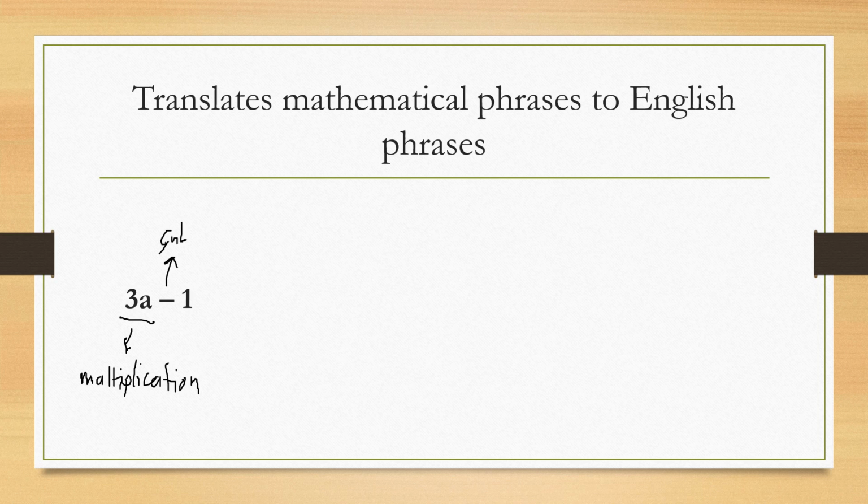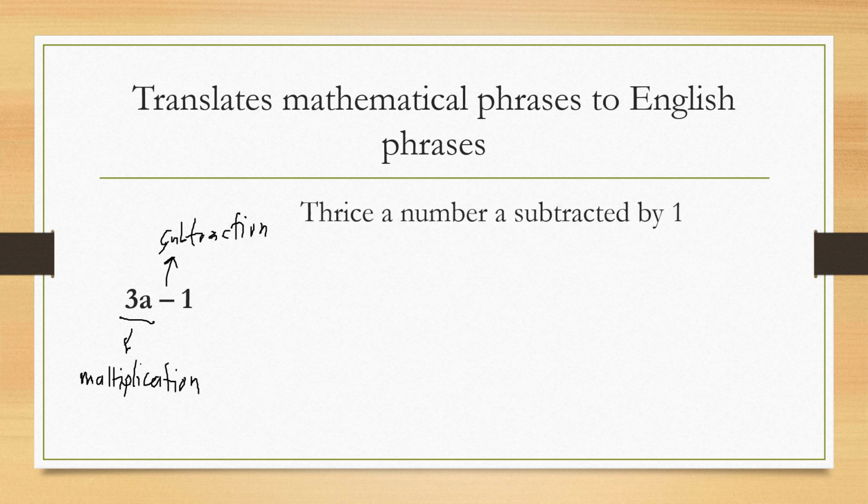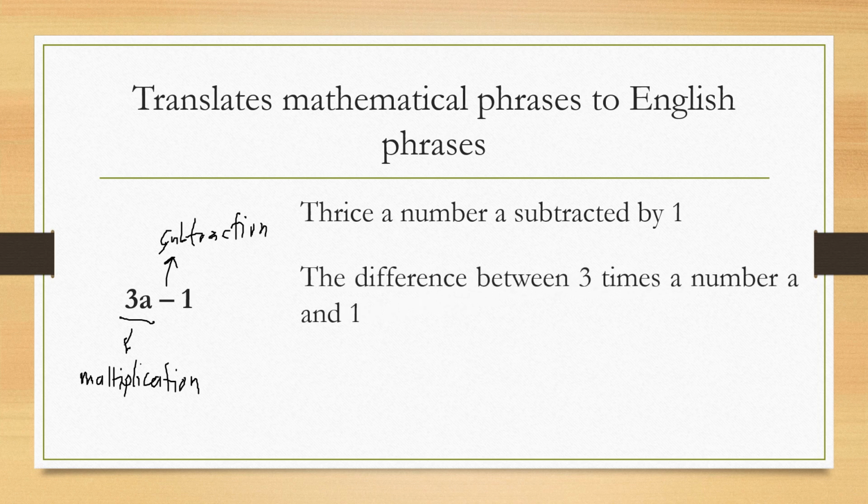So, ano-ano ba yung mga words associated with multiplication? That is times, the product of, and then sa subtraction naman, we have the difference, subtracted from. So, we can come up with different English phrases given that we have only this 3a minus 1 as mathematical phrase. So, the first one is thrice a number a subtracted by 1. So, pwede po yan. Yung thrice a number a is 3a, subtracted by 1 is minus 1. And the next is the difference between 3 times a number a and 1.